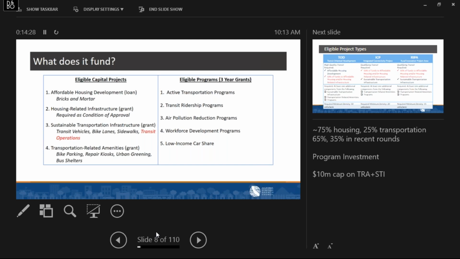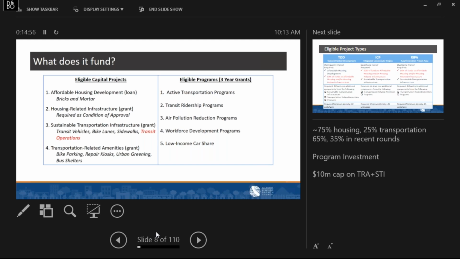Then there's transportation related amenities. Again, comes in the form of a reimbursable grant. This is anything that makes folks feel safer, makes it easier, more comfortable to use alternative transportation modes. So that can be bike parking, repair kiosks for bikes, urban greening like street trees along a bike path. Bus shelters is a really popular one there.